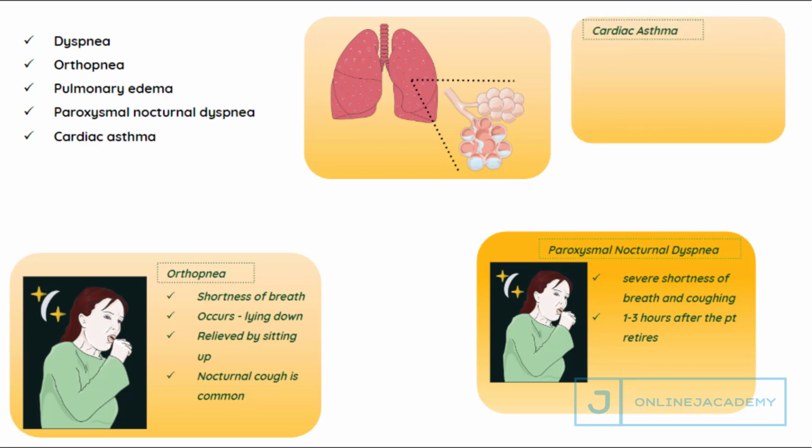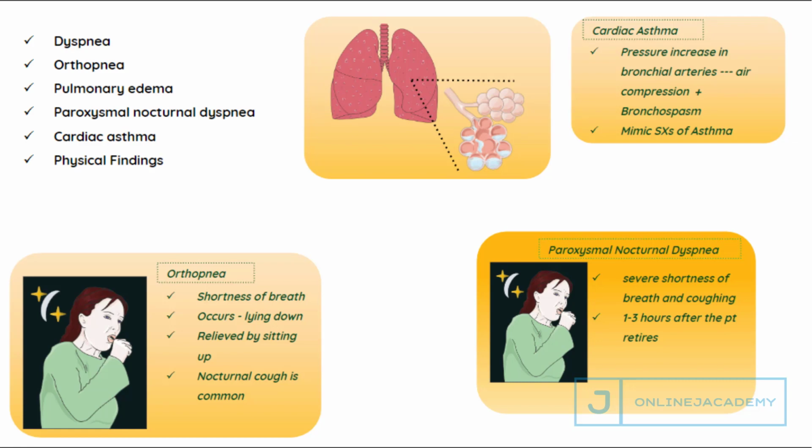So there's an increase in pressure, right? There's an increase in pressure in the bronchial arteries, and there's airway compression and bronchospasm. So this cardiac asthma actually mimics signs and symptoms of asthma, right? So it presents with shortness of breath, wheezing, and coughing. Okay, that's how it presents.